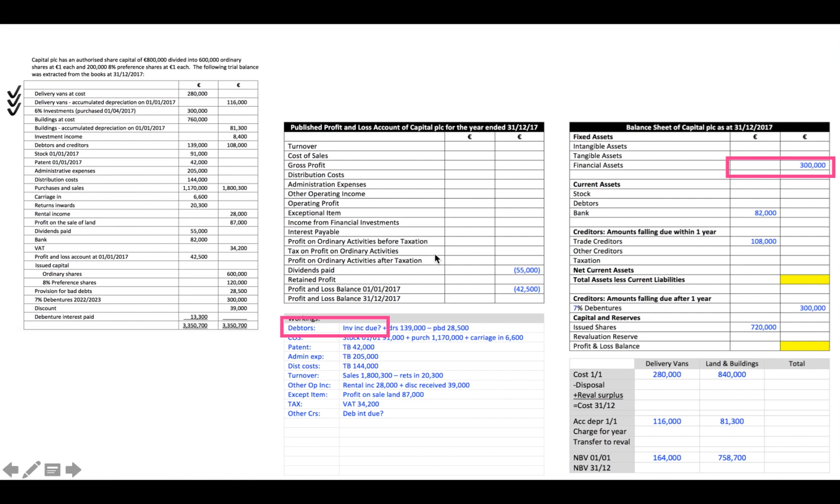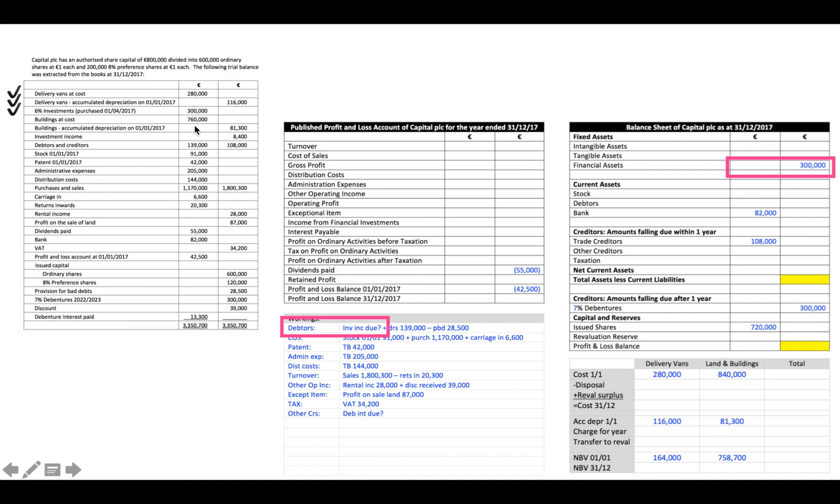What you would need to remember to do here is work out how much investment income we'll get for the year, but just make a note that you're more than likely going to have investment income due, because you'll have that in every single question.